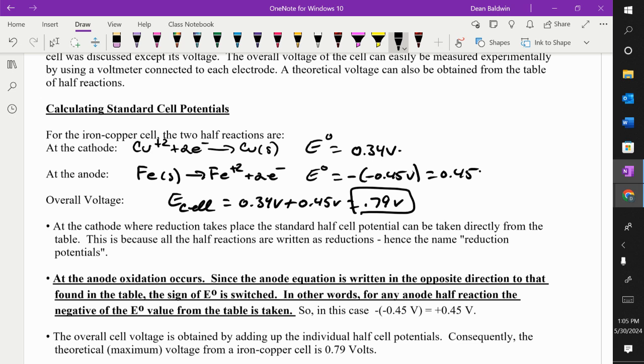Okay. The only trick here is when you pull it off the table, if you're flipping it and turning it into an oxidation reaction, you must switch the sign. Okay? And this is the maximum voltage. This will probably not in reality be the actual voltage. All right? Because you'll see in a sec, it depends on concentration, and then there's a lot of other things. There can be resistance and things like that in the wires. Okay? That's the theoretical max voltage you will get out of the cell.